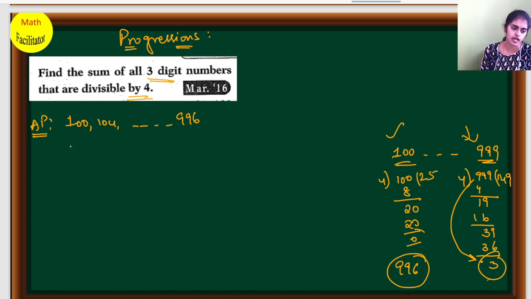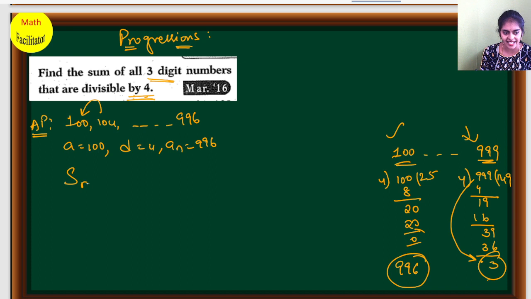So now, the first term is 100. The common difference is 4. Whatever divisibility you are taking, that is the common difference. Otherwise also, 104 minus 100, you will get 4. The last term is 996. Now, you need to find Sn equals n by 2 into a plus an. Or I can take Sn equal to n by 2 into 2a plus n minus 1 into d, the other formula.